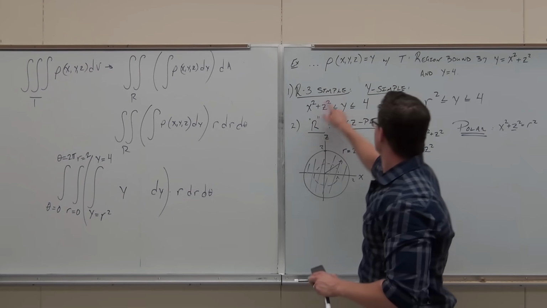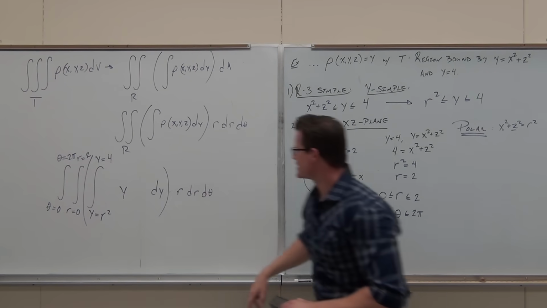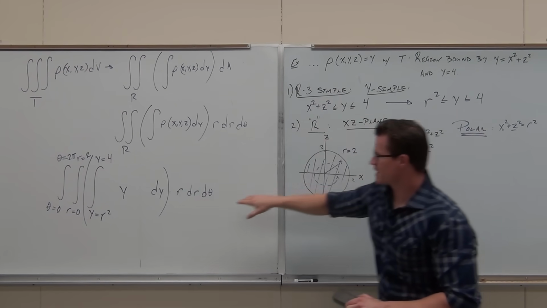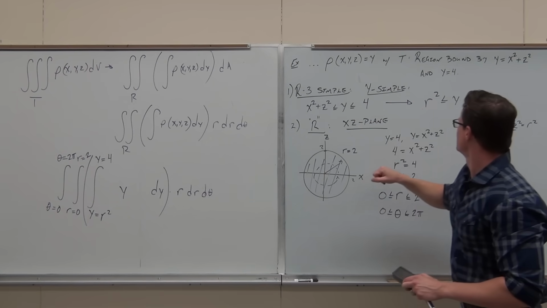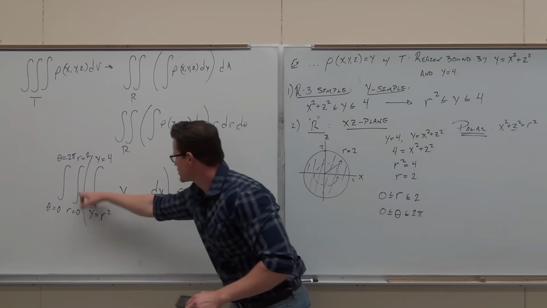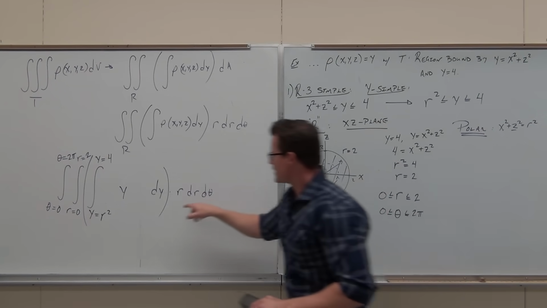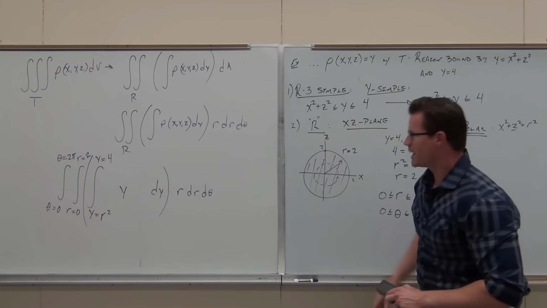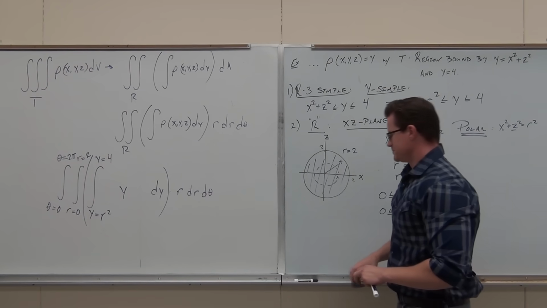R3 simple, mass density, so we have to change that to polar to match. We got r squared to 4, we got dr, r is between 0 and 2, that's what we got. Theta between 0 and 2 pi, that's what we got. Basic integration.